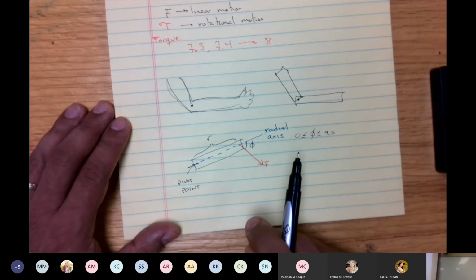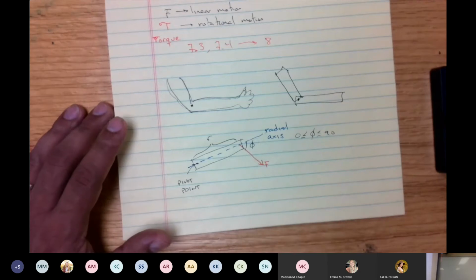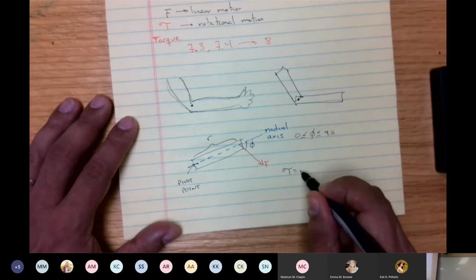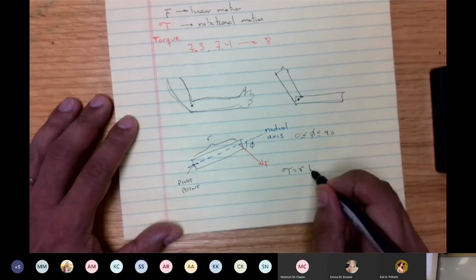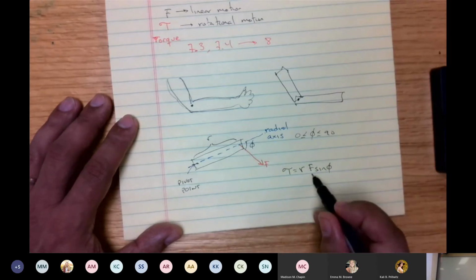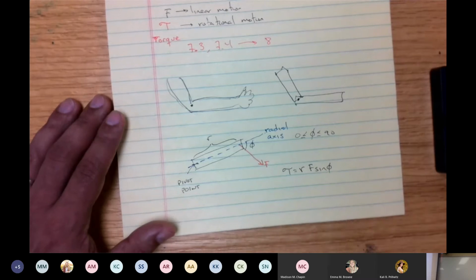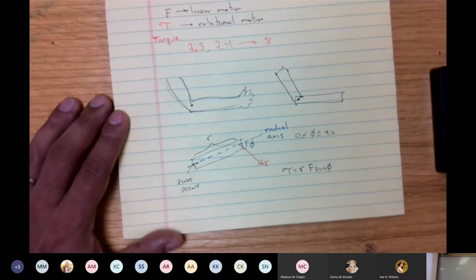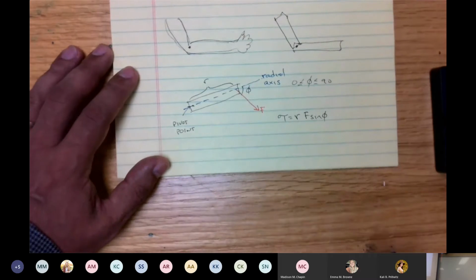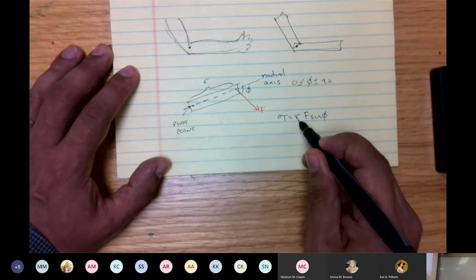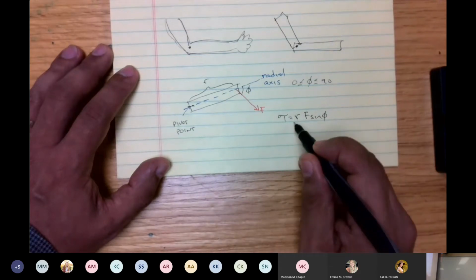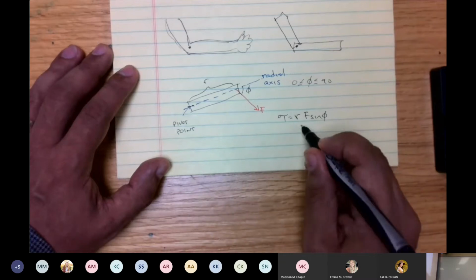Okay, and one way to calculate the torque is basically by calculating the radius times the force times the sine of phi. I'm going to explain later why we have this sine phi. But that's going to be how you calculate torque. If we look at the units, we have the force in newtons and the distance in meters. So the torque is going to be in newton meters.